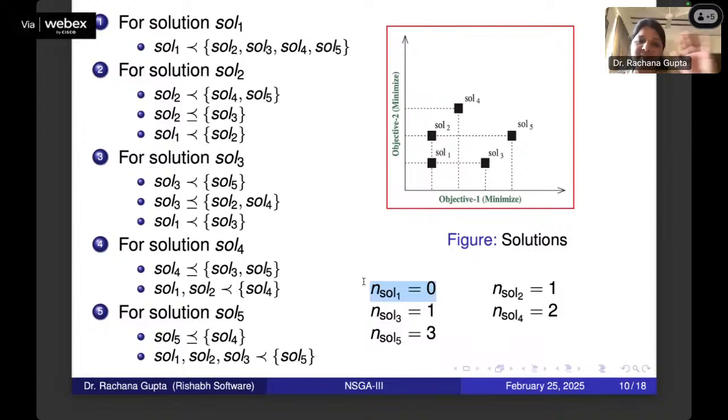So likewise we divide this entire set of solutions by giving the rank. This is how we divide the entire solution set into different fronts. Try to understand that solutions that belong to the same front should be non-dominated. Like here, solution 4 is non-dominated with solution 5, solution 2 is non-dominated with solution 5, likewise.